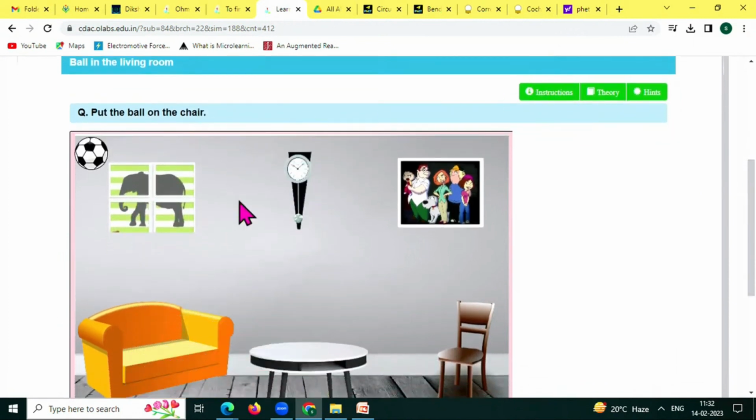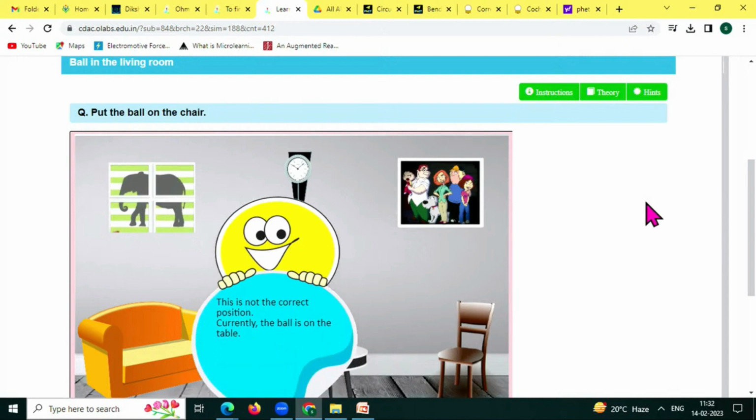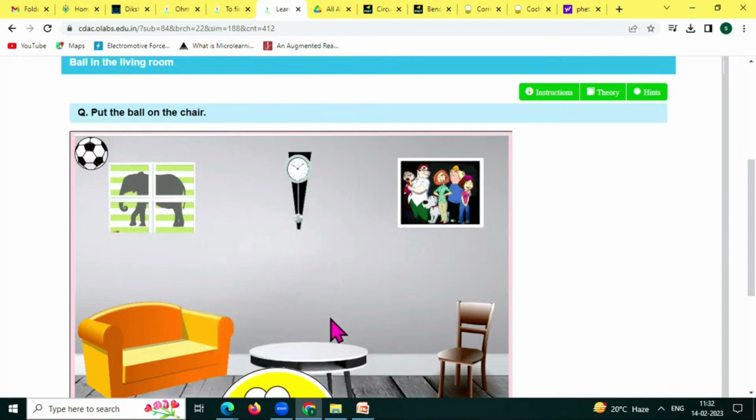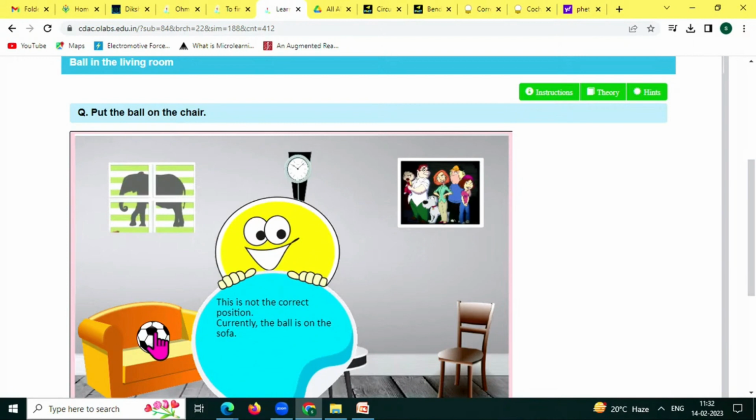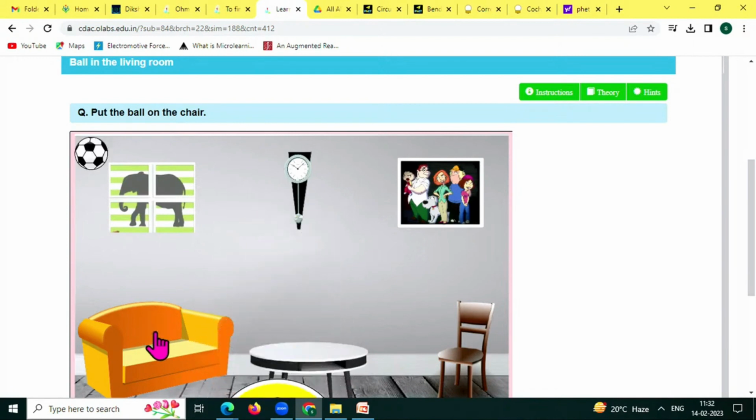Now, put the ball on the chair. I am putting it on the table. Let us see what happens. This is not the correct position. Currently, the ball is on the table. So, I will do it again. That means if learners are given immediate feedback, then learning deepens because they can understand by doing, and they can understand by observing also.